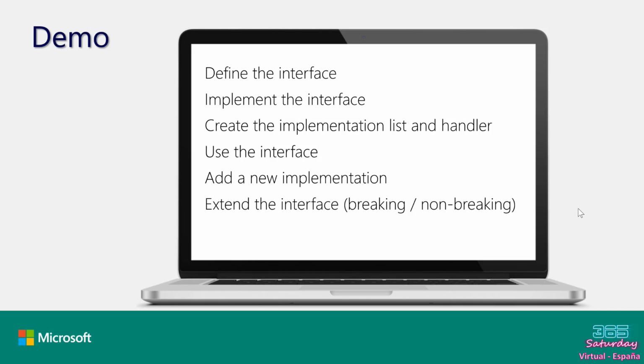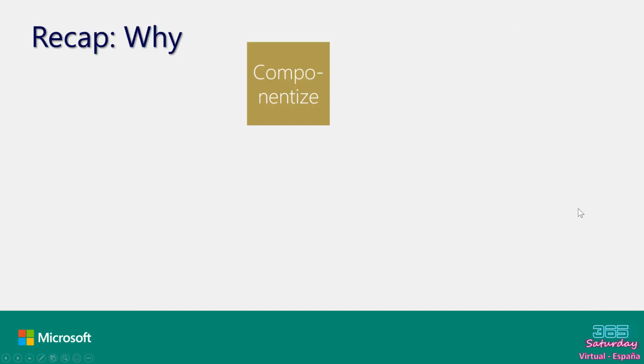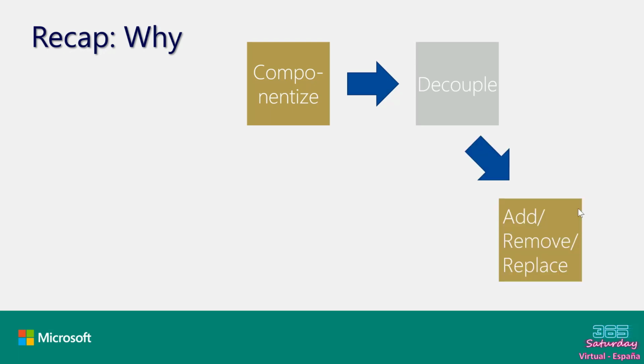Now that we've done the demo, let's do a quick recap. Why did we want to go for interfaces? First of all, we want to componentize. That means that we then have decoupling. Why do we want to have decoupling? Because it allows us to easily add new stuff, remove stuff, replace stuff. So we can easily look at components as an easy way to remove the coupling and then be more flexible when we work with components by, again, adding, removing, and replacing. And also, as we've seen, it allows us to easily extend in a breaking or in a non-breaking way.